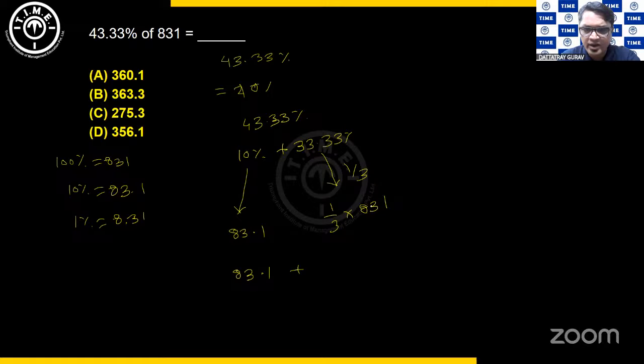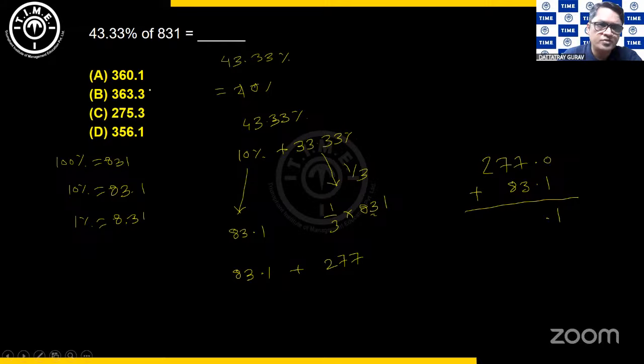831 divided by 3. 8 divided by 3 starting with 2, 2 remaining. 23 divided by 3 will be 7. Again 2 remaining. 21 divided by 3 again 7. What is the final answer then? 277 plus 83.1. Ending with 1. There are two options ending with 1, so options B and C are ruled out. 7 plus 3 is 0, 1 carry forward. It becomes 360.1. Option A is the answer.